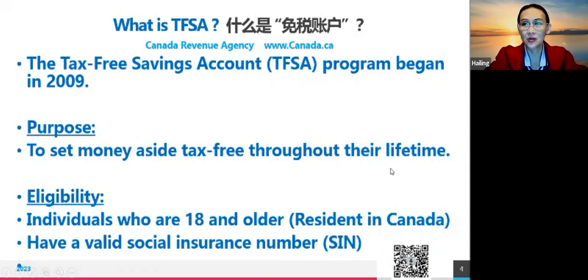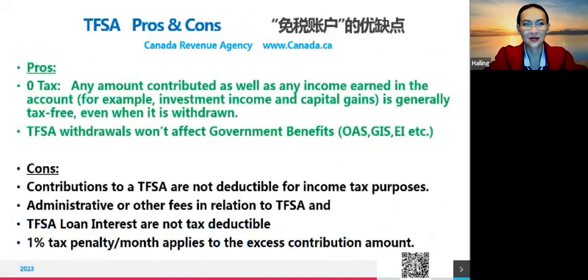Who is eligible to open a tax-free savings account? Those individuals who are 18 years old and residents in Canada. Also, they need to have a valid social insurance number so they can open the tax-free savings account.